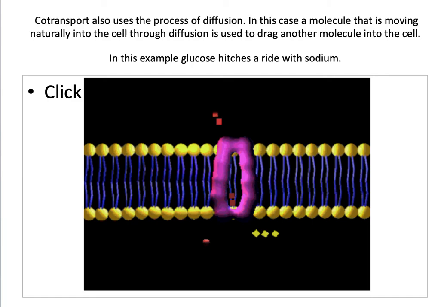Sometimes in cotransport, one process might be passive, like movement of glucose across the channel protein, but the second transport can be active transport, like movement of sodium. So there are actually two things happening. One is active transport, and the other one is passive transport.